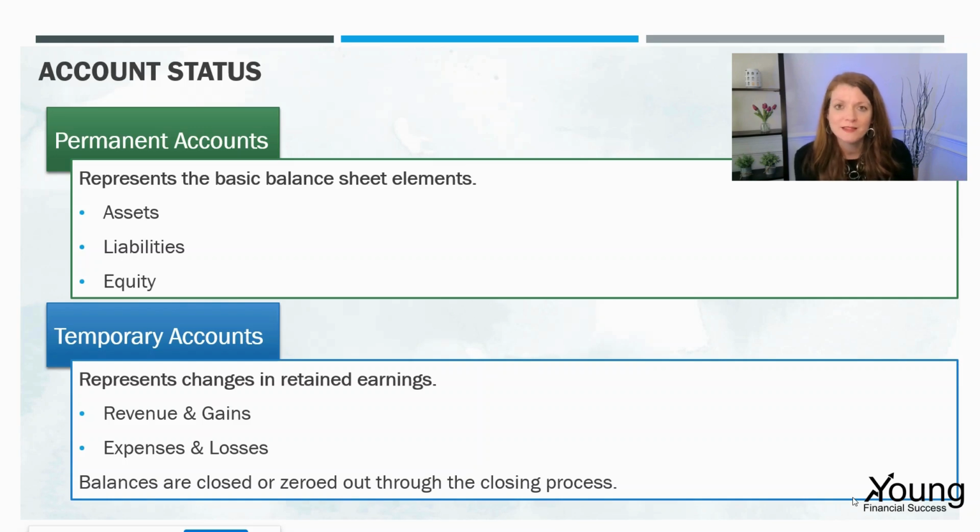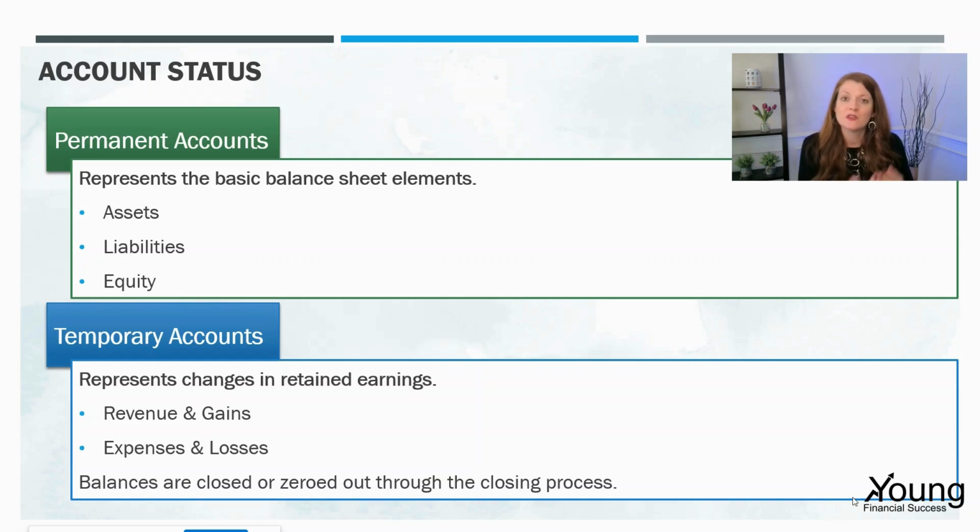But what happens to that money when we zero it out? What happens to those dollar amounts? That's when they get put into retained earnings. Because remember, we are retaining some of our earnings. We are reinvesting, we're holding on to some of our profit.